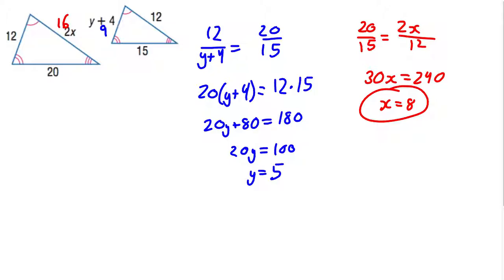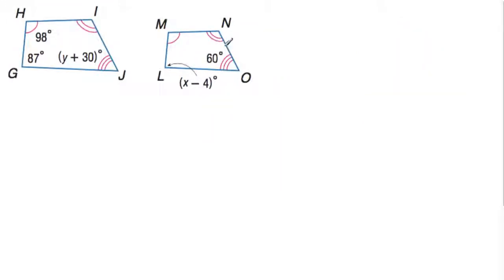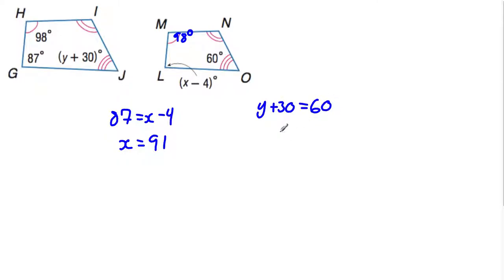Pretty neat, huh? Now, with angles, there is no proportion. They are equal. You can even see, like, this arc means that these angles are congruent. So 98 degrees, this is 98 degrees. This angle G is congruent to angle L. That means that 87 is equal to x minus 4, so x is equal to 91. Right here, J is congruent to O. So y plus 30 is going to be equal to 60, so y equals 30.